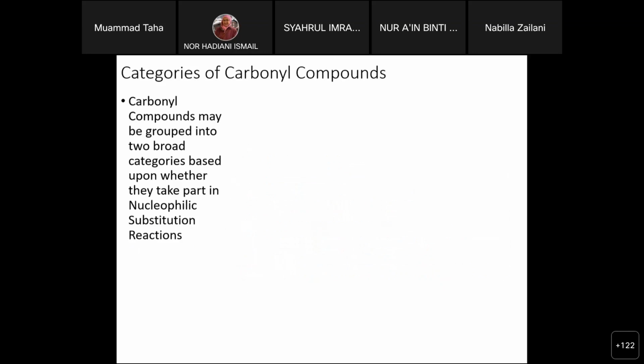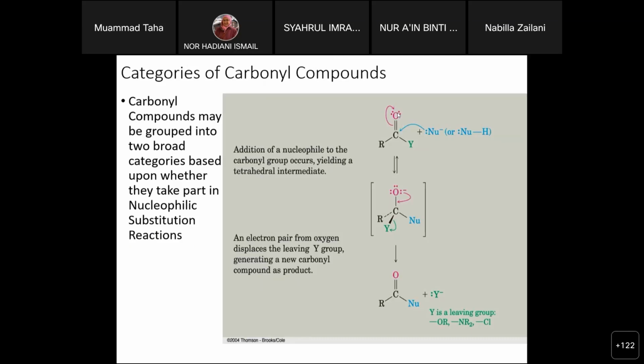Carbonyl compounds may be grouped into two broad categories based upon whether they take part in nucleophilic substitution reactions. Actually, what happens in nucleophilic substitution reactions is that the nucleophile attacks the carbonyl group, and the carbon-oxygen double bond is broken. In the red color you can see the double bond going up and the oxygen becoming negatively charged. The new nucleophile is added to the carbon, then the Y becomes a leaving group, and the double bond comes back again. So it means that the carbonyl acyl group breaks and regenerates its form, leaving the other group.